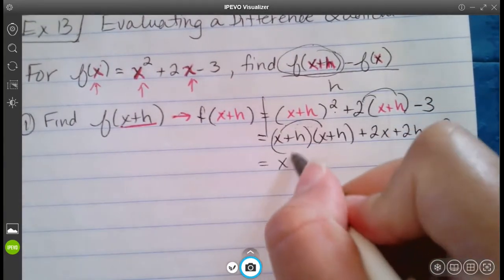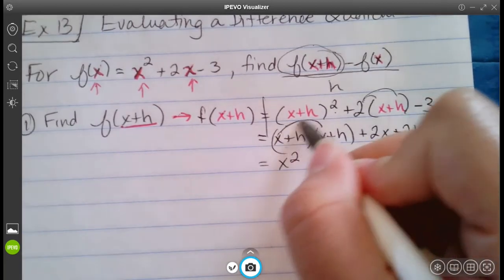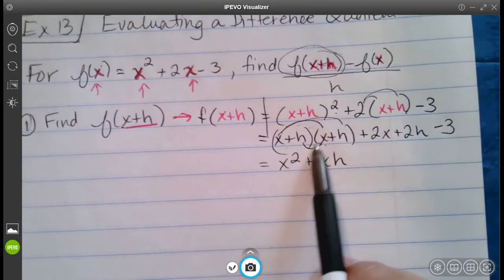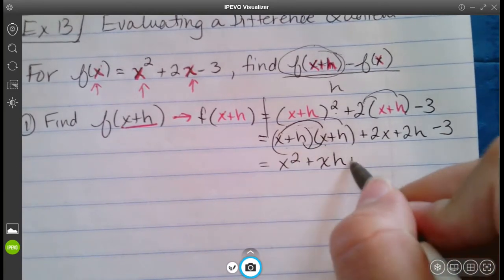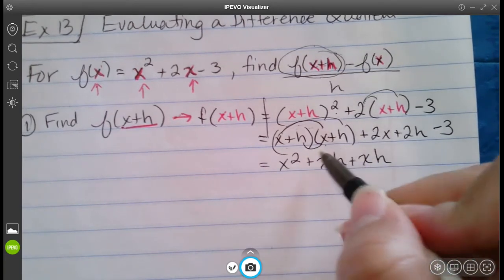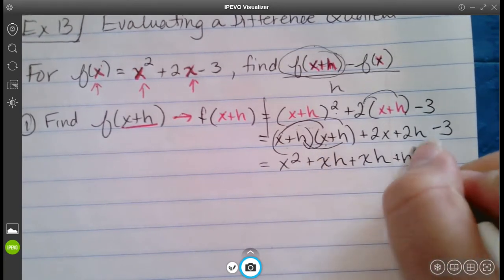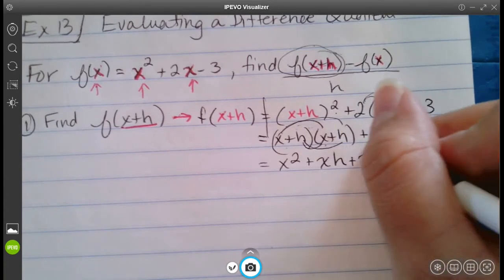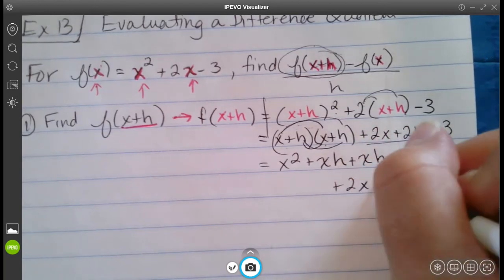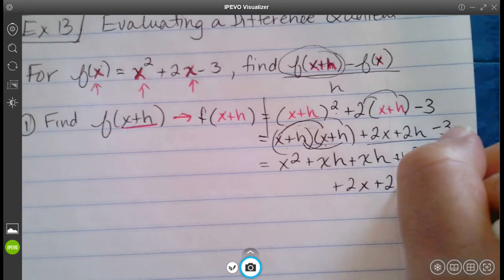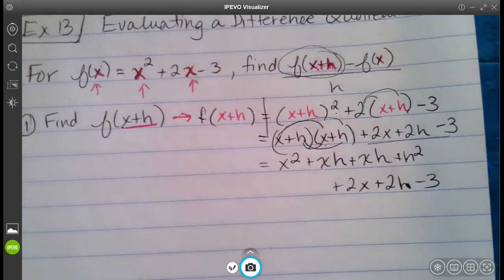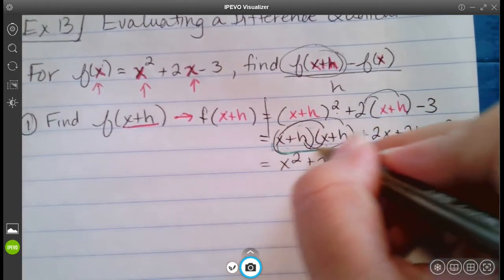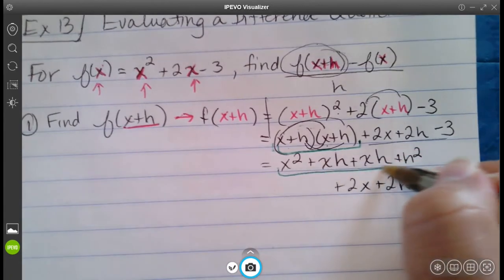So x squared, x times x, plus xh. The inside is also hx, but it's the same thing as xh, so it's another xh. And then the last, plus h squared. So this is all this part. I'm going to put this piece underneath, plus 2x plus 2h minus 3. Hopefully you're with me so far. You can kind of see what happened here. This part is all of this.